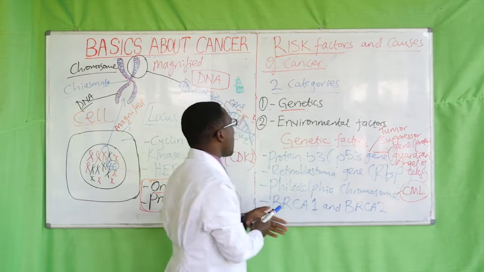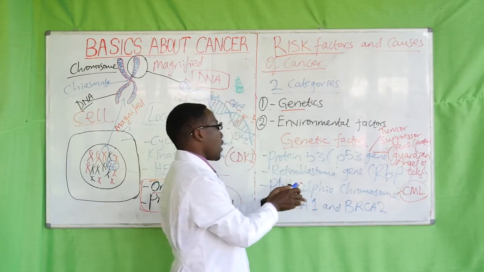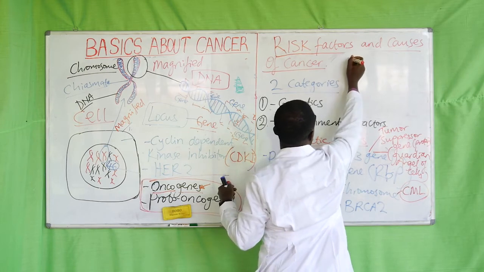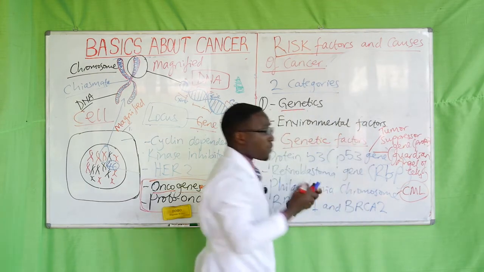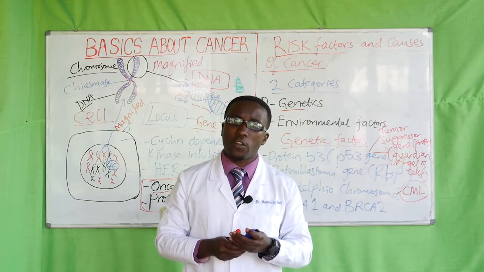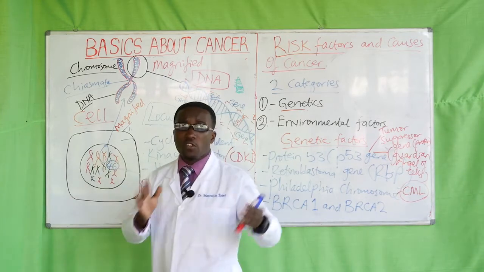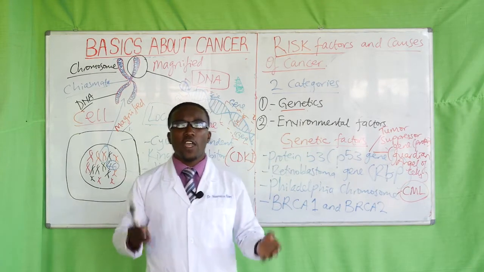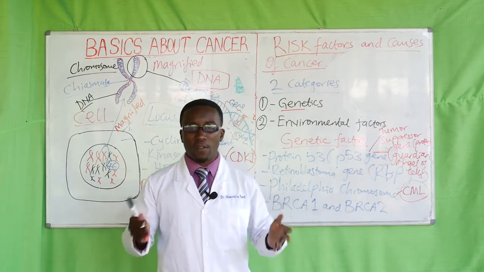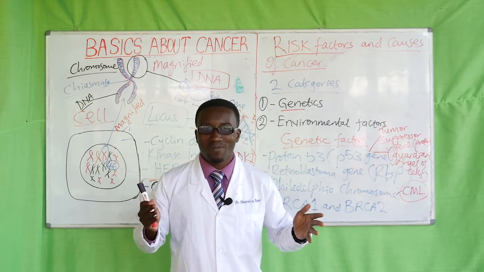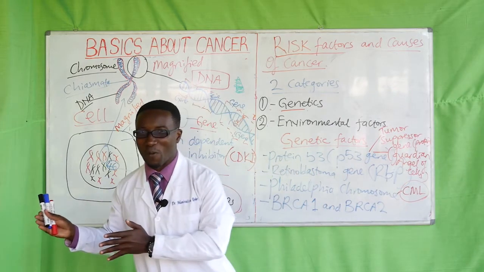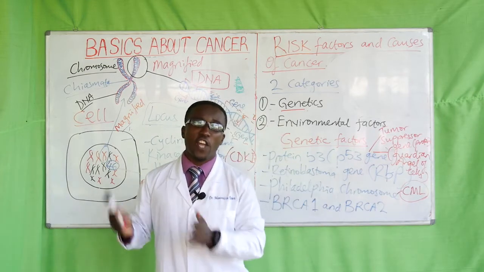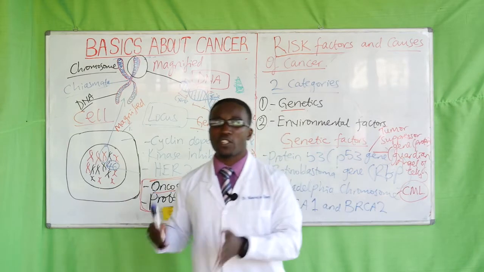So when you look at the Philadelphia chromosome, how does it come about? We have chromosomes. My dear colleagues, I need to remind you that the chromosomes, the way they are arranged in cells in pairs, are given numbers from chromosome 1, 2, 3, up to 22. Then the 23rd pair is the sex chromosome. If it is Y, that individual is a male. If it is X, that human being is a female.